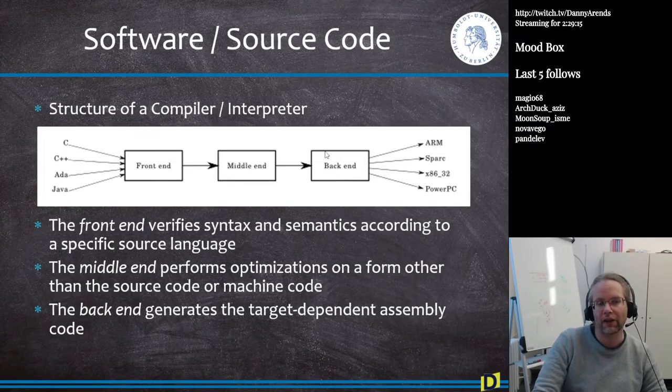So the back end transforms this intermediate representation, which has been cleaned up and made more or less optimal by the middle end. It takes that code and translates it to the correct language that your CPU can understand.